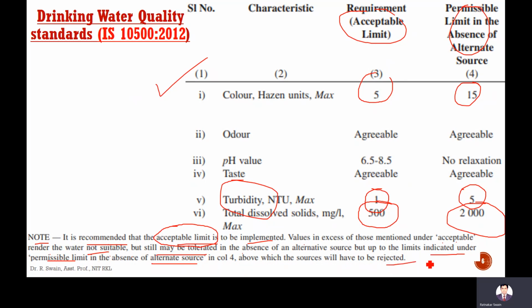If the source has TDS more than 2000, then that source has to be rejected. Okay, and if there is no other option, then 500 to 2000 can be permissible if there is no other source of drinking water. So beyond 2000 it should not be acceptable. Okay, so these things are not related to the syllabus, but you should remember this.